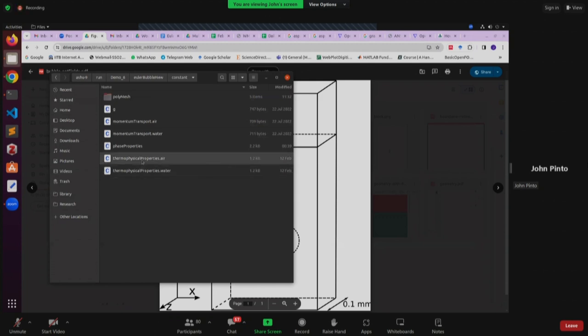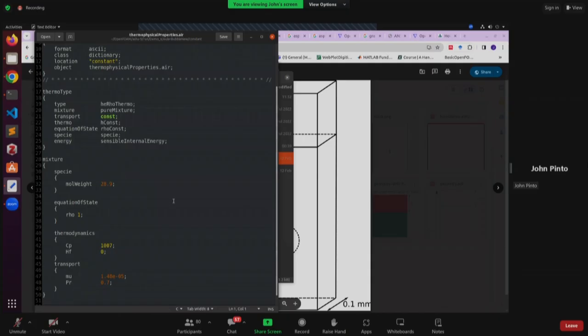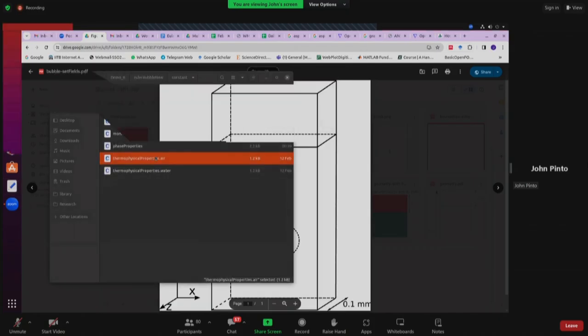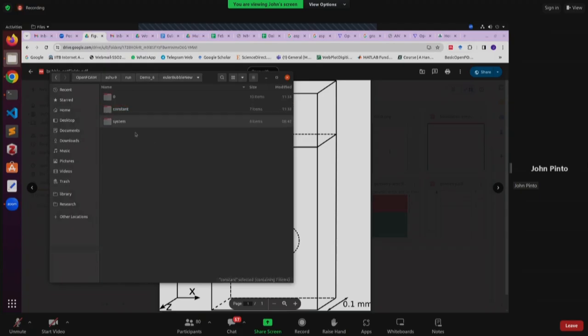phase properties files. Next, in transport properties, we specify the equation, the density and various properties. So this is the same as what we had done yesterday. Now let me go ahead and run the simulation.